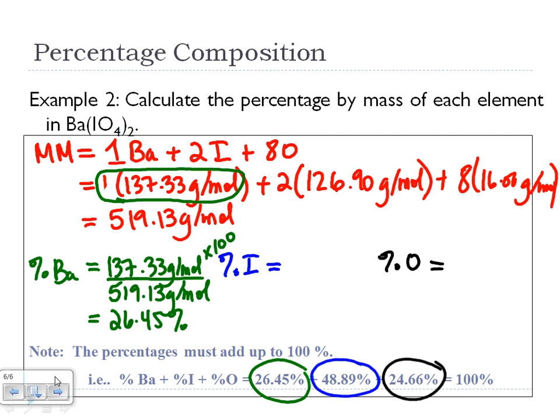And remember, the percentages must add up to 100%. If they don't, it means you've done something wrong somewhere, and you need to go back and fix it. The most common mistake is somewhere in your calculation for your molar mass, that 519.13. That ends up being the biggest mistake that people make. So check that again, and then redo your calculations and make sure they add up to 100. And that's it for this video.